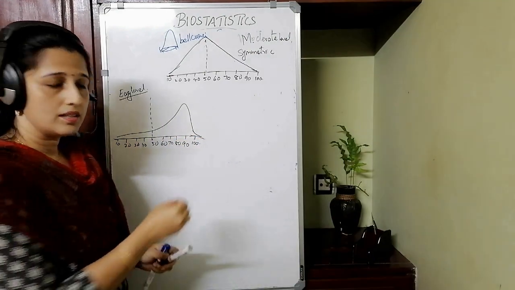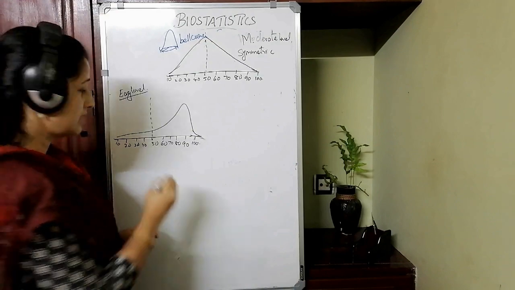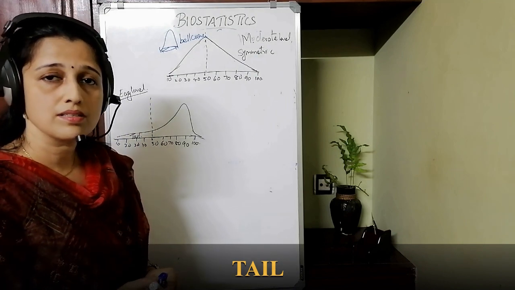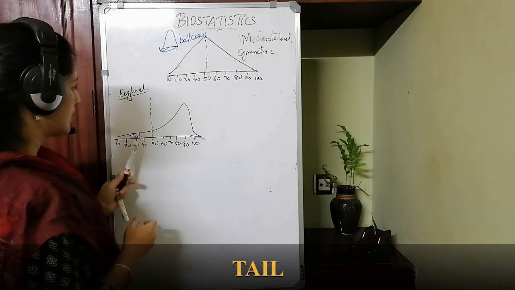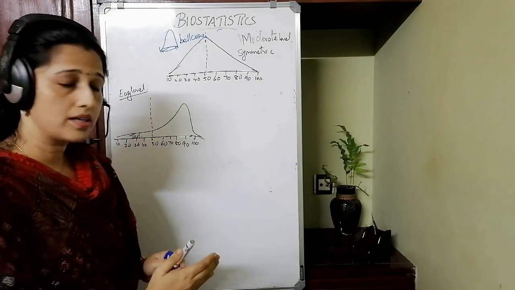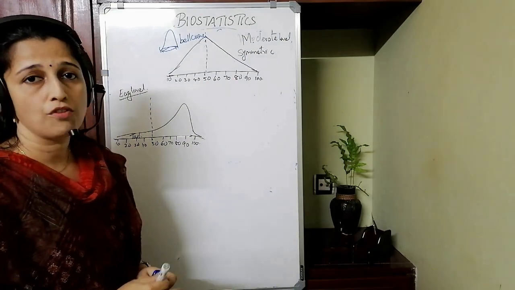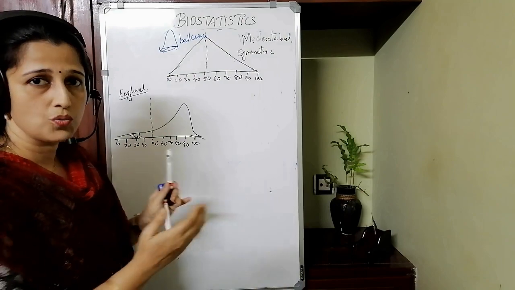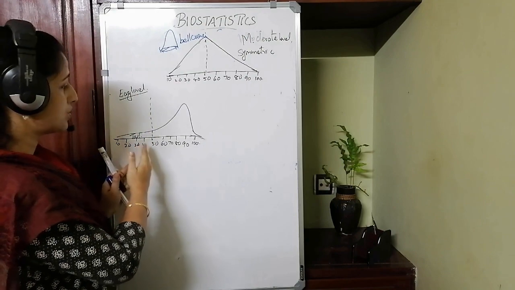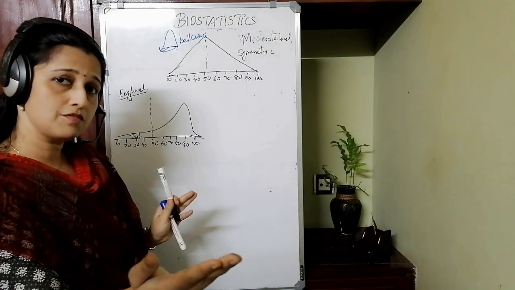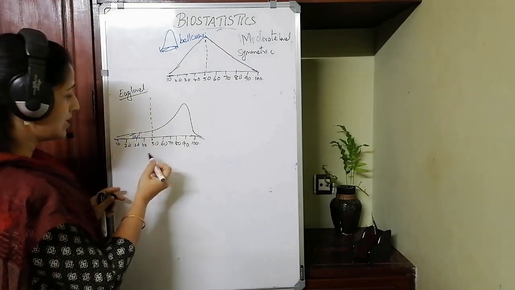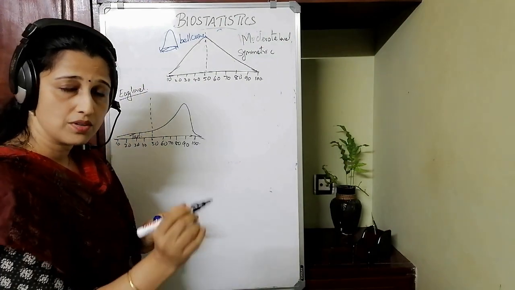In this graph, there is a tapering end, and that's known as the tail. This part of the graph is tapering, and that's known as the tail end of the graph. And in this example, the tail of the graph is towards the left side of the central value, or towards the negative side. This is the negative side and this is the positive side. Based on the position of the tail, we say whether the graph is positively skewed or negatively skewed. And in this graph, the tail is towards the negative side of the central value.